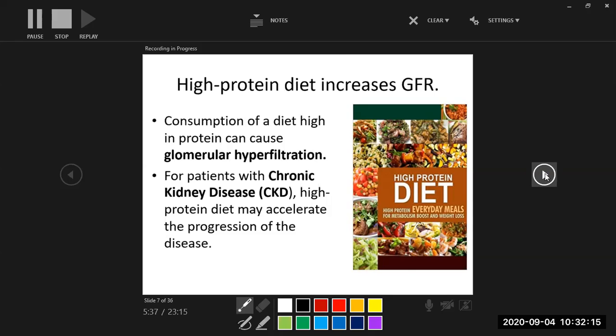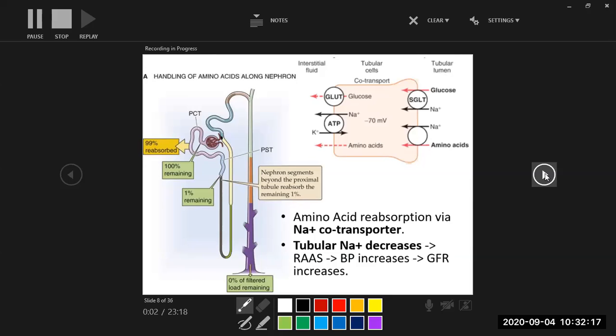So the reason is that when we take the high protein diet, our body will digest it. Protein is a polymer of the amino acids. So our body, through this digestion system, will break it down, and we will have small peptides and amino acids to be reabsorbed back into our body.